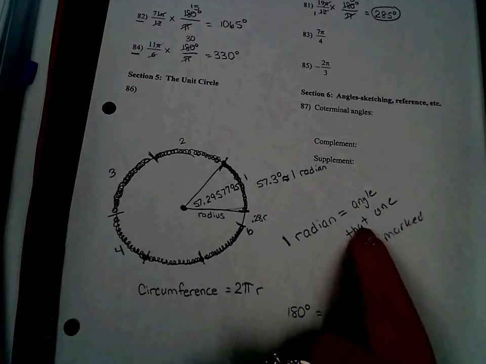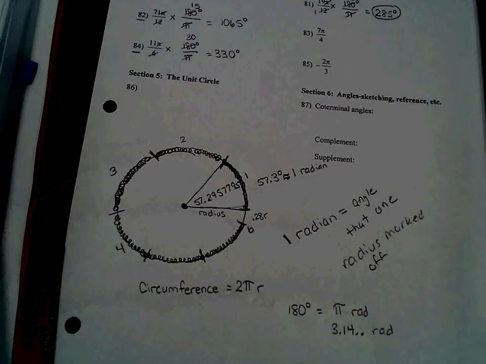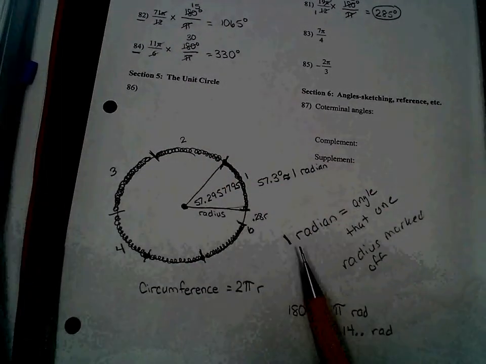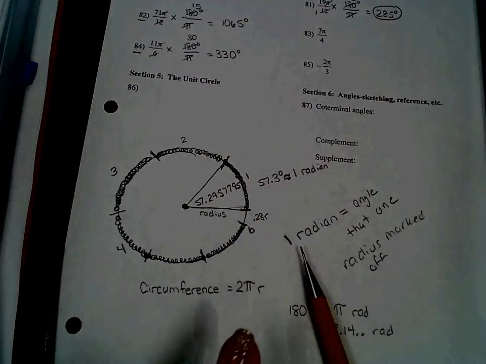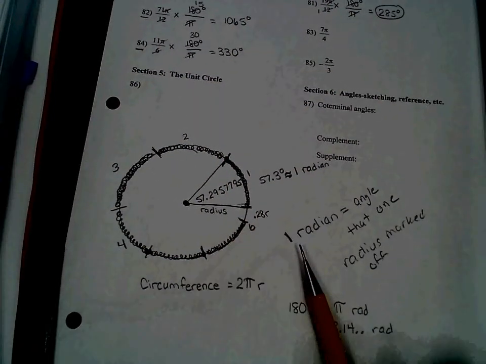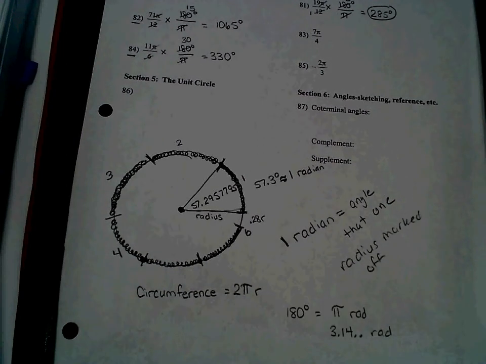Okay? 1 radian is the angle that 1 radius marks off. So if you took a plate and measured the radius with a piece of yarn and laid those pieces of yarn around, you would get 6 whole pieces of yarn and then a quarter more left over. So something important to know.